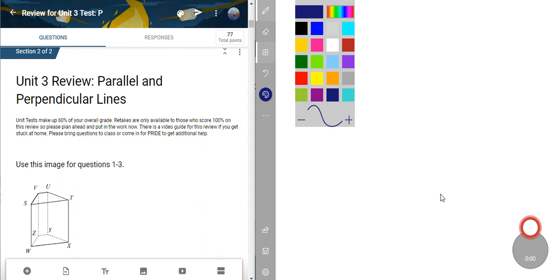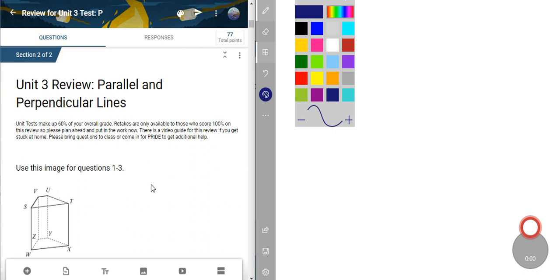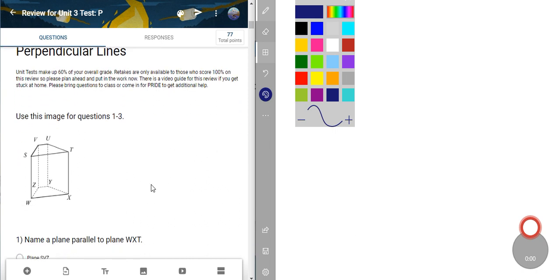I know this is technically our second unit test, but in the big scheme of things, this is technically Unit 3. So we're looking at the parallel lines and perpendicular lines throughout this unit, and we'll go side by side like we have in the past.